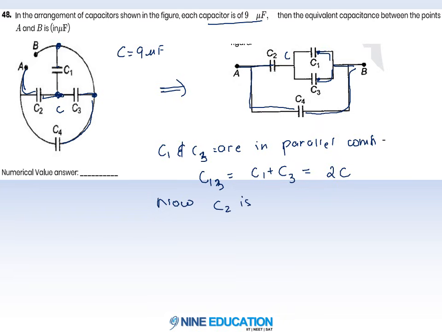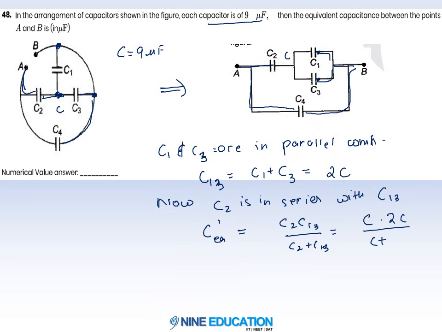Now C2 is in series with the equivalent of C1 and C3. So let's take the equivalent as C dash. So C2 C13 upon C2 plus C13. C2 is C, C3 is 2C, so 2C upon C plus 2C. So we will get 2 by 3 C.